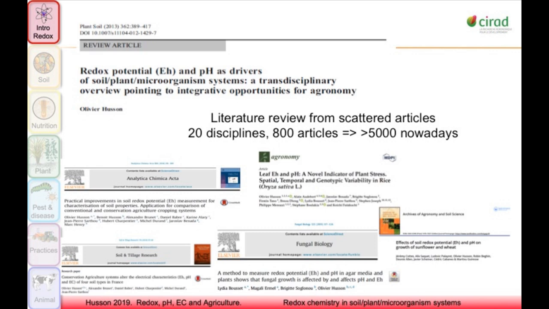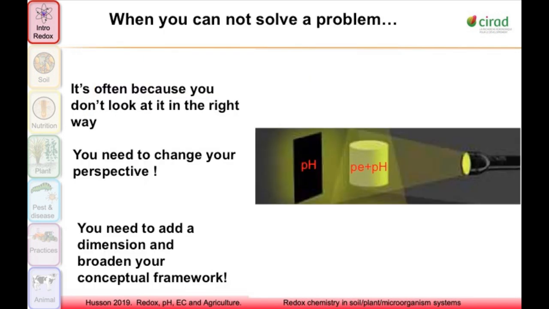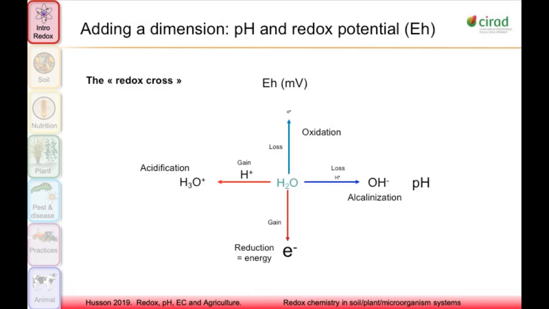The idea is that when you cannot solve a problem, it's often because you don't look at it the right way. Let's say we look at this cylinder, and if we always look at it like that, we see something square. Let's say it's the pH. pH is a master variable in agronomy. So we were used to looking at it that way. If you really want to understand, you have to change your perspective and add a dimension to your system. So this will be EH, the redox potential.